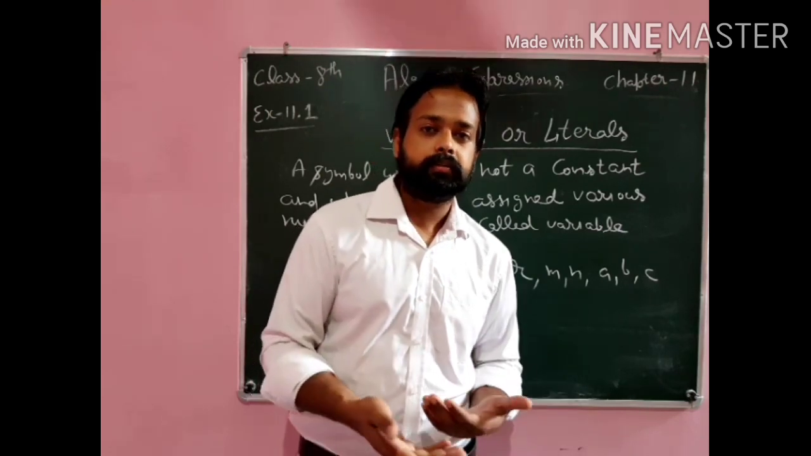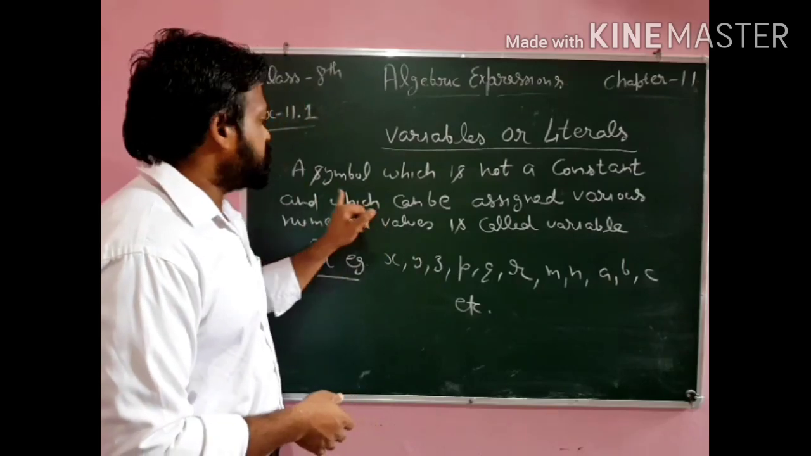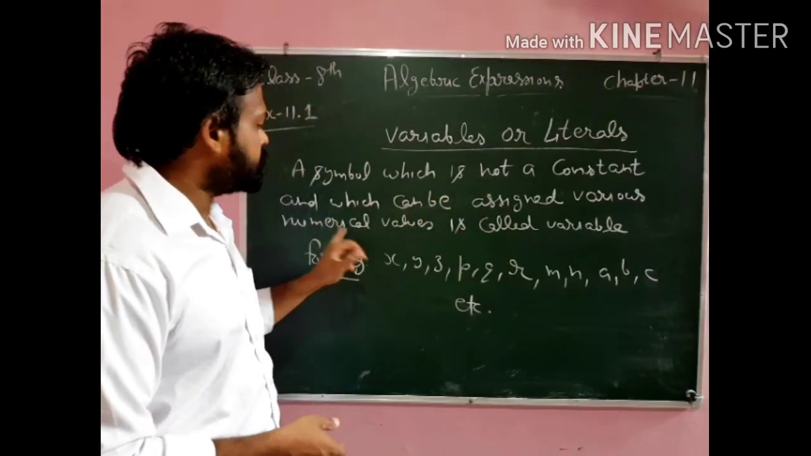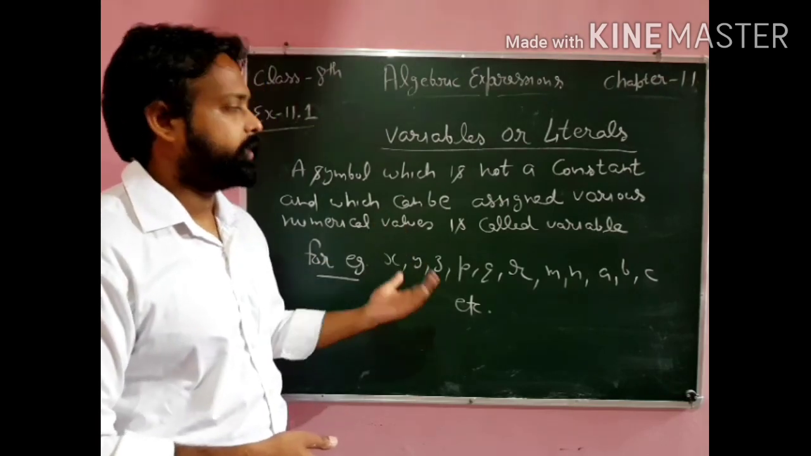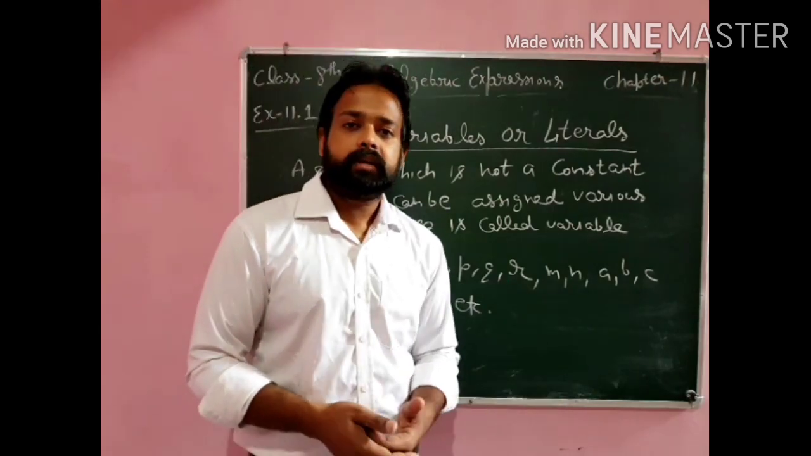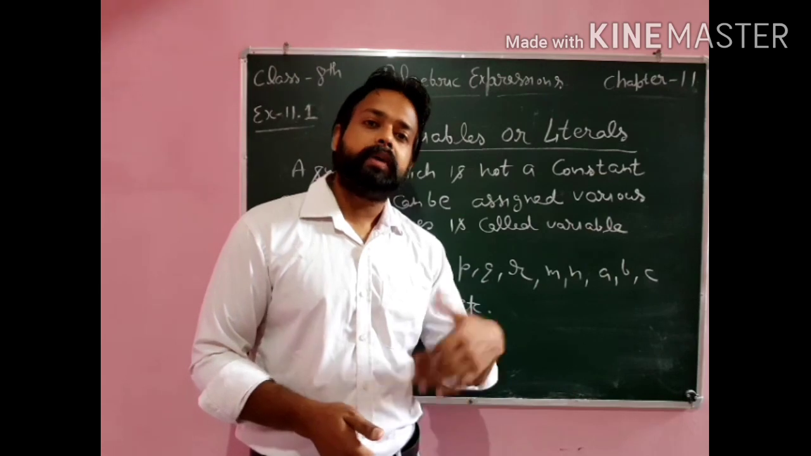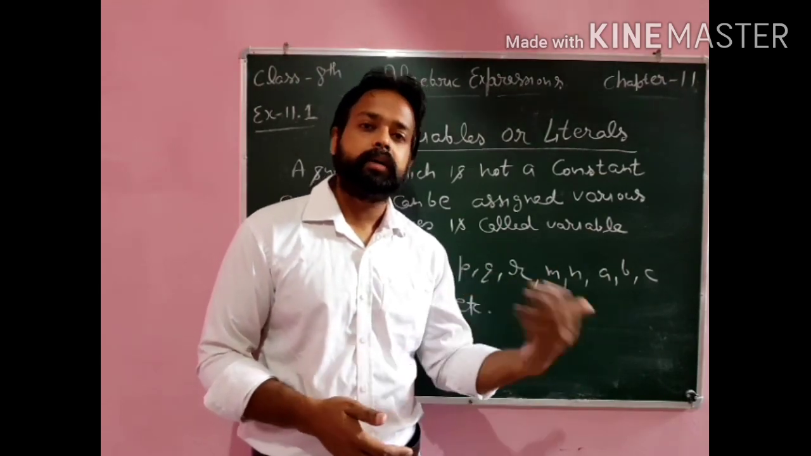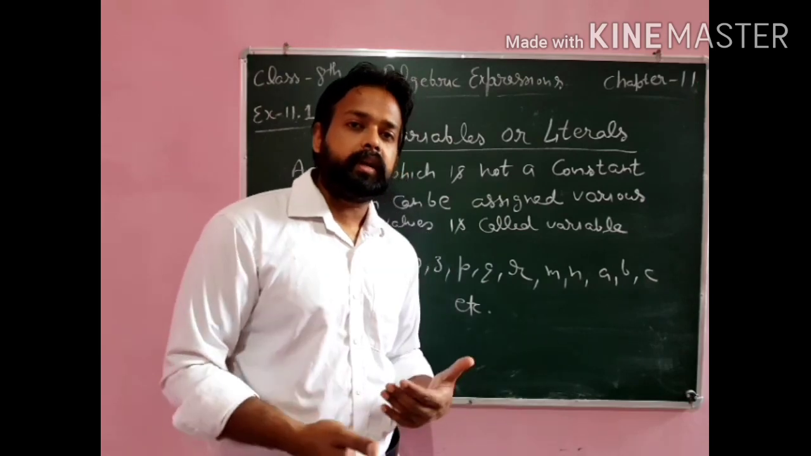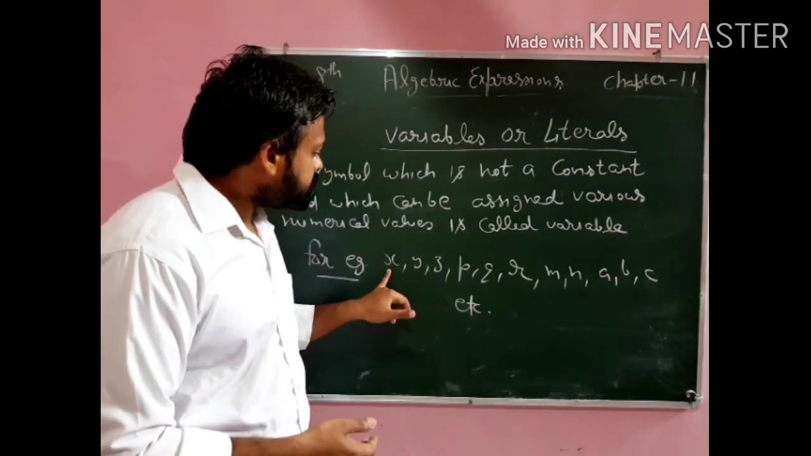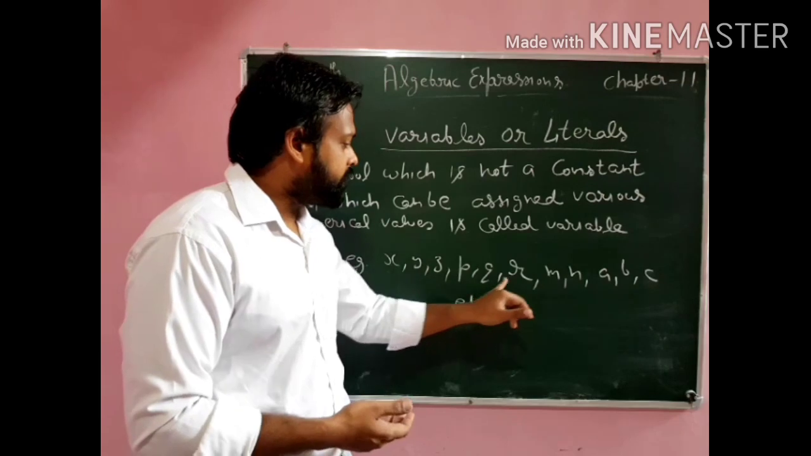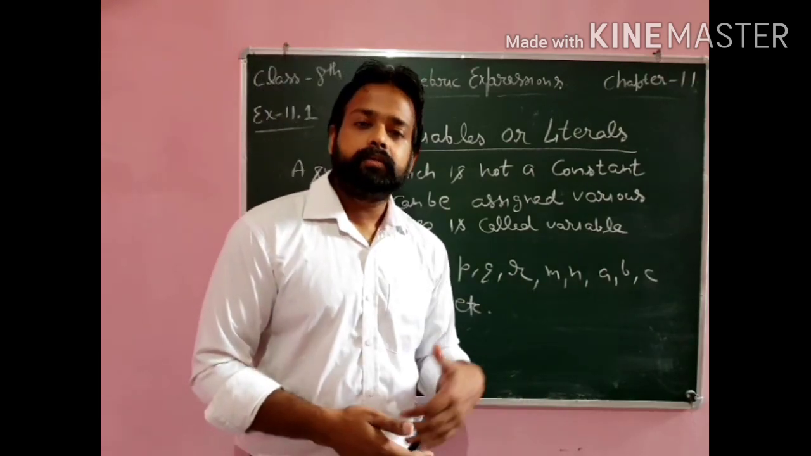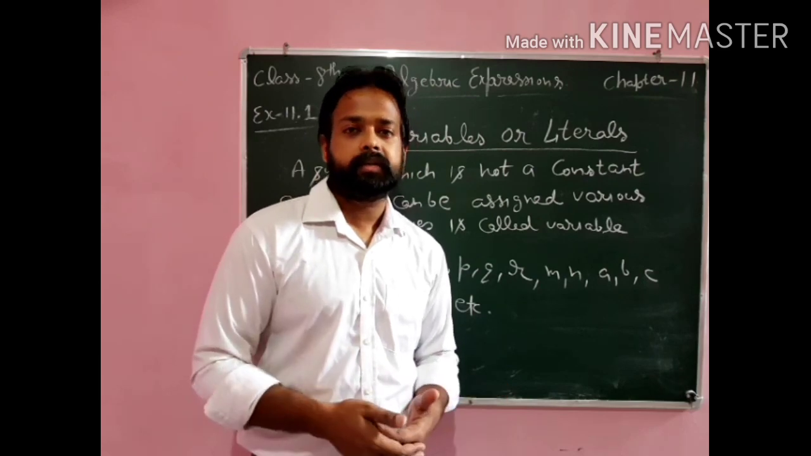So what are variables? A symbol which is not a constant and which can be assigned various numerical values is called a variable. So the variable quantities are those quantities whose value can vary. It means we can assign so many numerical values to the same variable. So that is why generally we use x, y, z, p, q, r, m, n, a, b, c. So like this we generally use variables in mathematics sums.